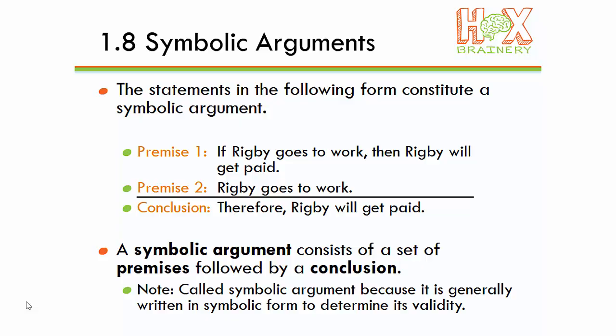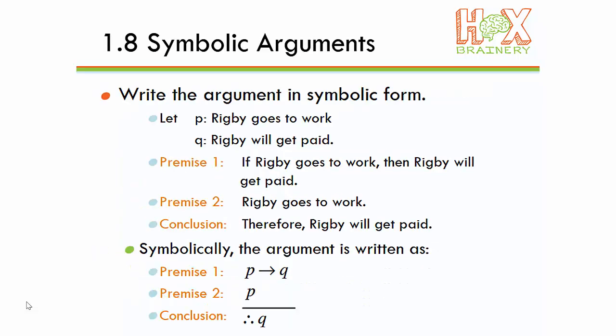And I have a note here that these are called symbolic arguments because it is generally rewritten in symbolic form in order to determine its validity. So we write the argument in symbolic form. So we'll let P be Rigby goes to work, and we'll let Q be Rigby will get paid. So premise 1, if Rigby goes to work, then Rigby will get paid. The statement becomes this conditional statement here when we put it into symbolic form.